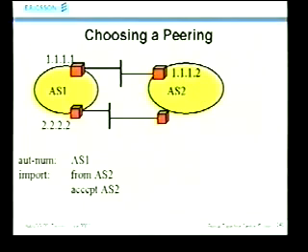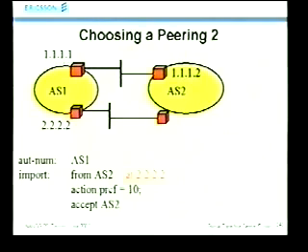From choosing a peering, well, here we have AS2 and AS1. AS1, import from AS2, accept AS2. In other words, the routes announced originated by AS2. And I can also set an action here. Autonomous system object for AS1, import from AS2 at this router 2.2.2.2, action pref equals 10, accept AS2. So I'm setting a preference for the routes I import here. This would be an exchange point.